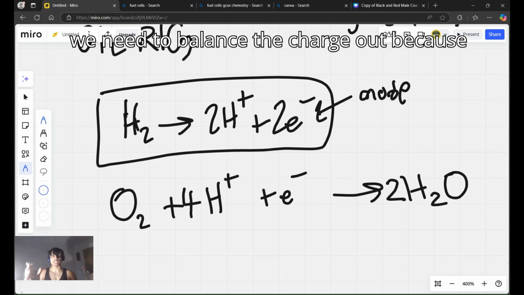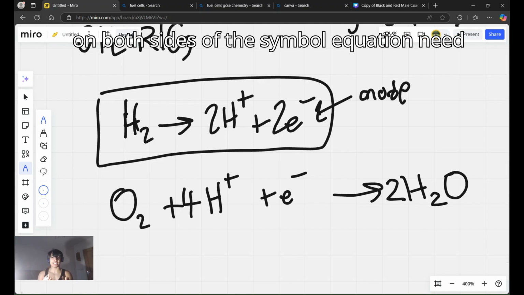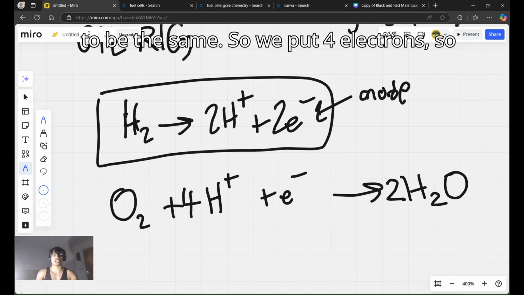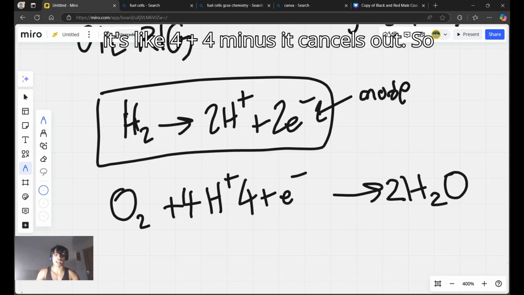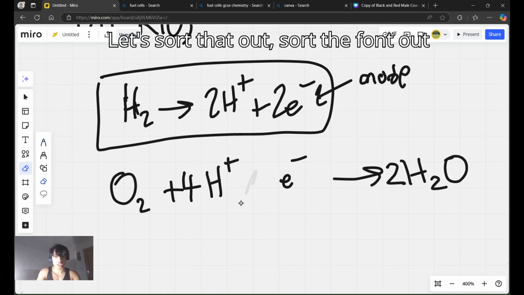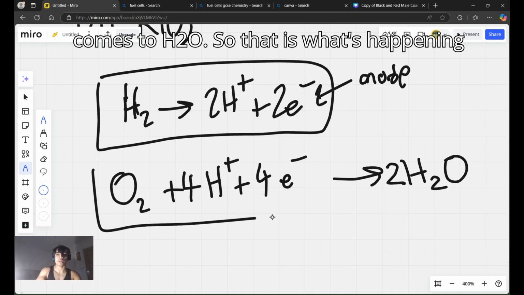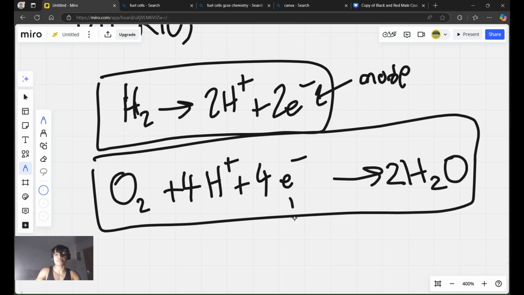But now we need to balance the charge out because the charge of H2O is 0, and the charges on both sides of the symbol equation need to be the same. So we put 4 electrons, so it's like 4 plus, 4 minus, it cancels out. So that is the equation. Let's sort the font out. 4H+, 4e−, O2 forms 2H2O. So that is what's happening at the cathode.